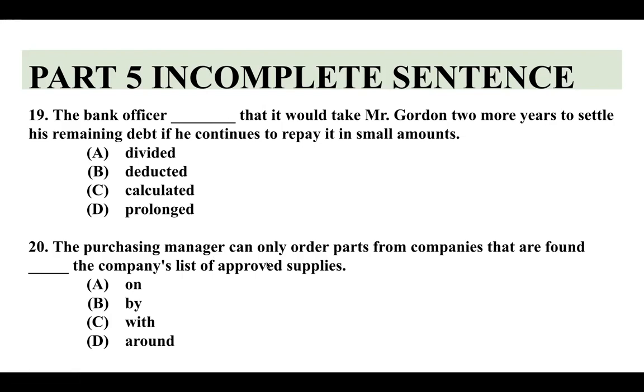ไปที่ 20 ครับ คิวสุดท้ายละ The purchasing manager can only order parts from companies that are found on a company list of approved suppliers. A on, B by, C with, and then D around. Purchasing manager can only order parts from companies that are found on a company list, by company list of approved supplier. with ตามด้วยคนใช่ไหม with you, with me. around is all around, right?